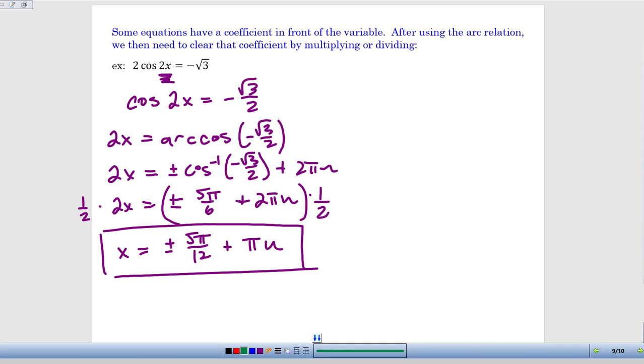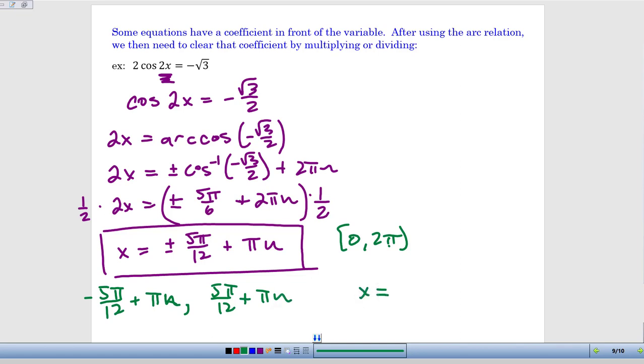If we want to list off our answers over that 0 to 2 pi interval, we need to start plugging in our integer values for n. Before we do that, it's probably useful to split this up into negative 5 pi over 12 plus pi n, and positive 5 pi over 12 plus pi n, and start plugging in our integer values. If we plug in 0 for n, clearly the one on the left is going to give us a negative value, but we're going to get 5 pi over 12 out of the one on the right.